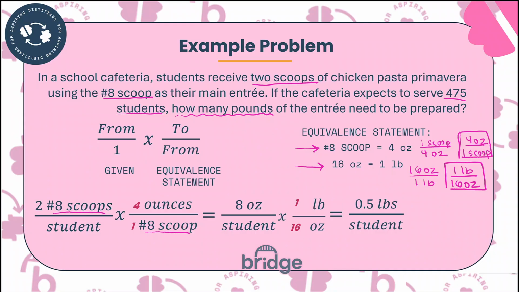But keep in mind the cafeteria is expecting to serve 475 students, not just one student. We need half a pound of this entree per one student, but we've got 475 students coming every single day. To cancel student out of the denominator, we'll need to put it into the numerator. This will allow us to cancel out this unit and figure out total amount of entree that we need to prepare. Since every student needs half a pound, and we've got 475 students coming, then we need about 237.5 pounds of this chicken pasta primavera dish to be prepared.